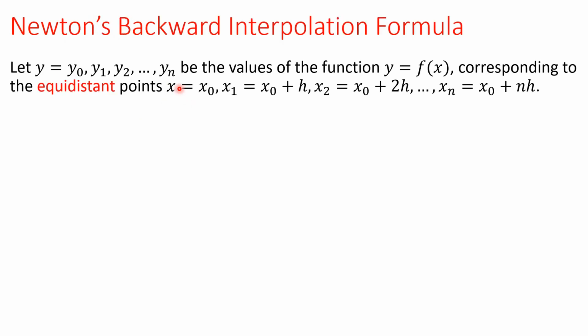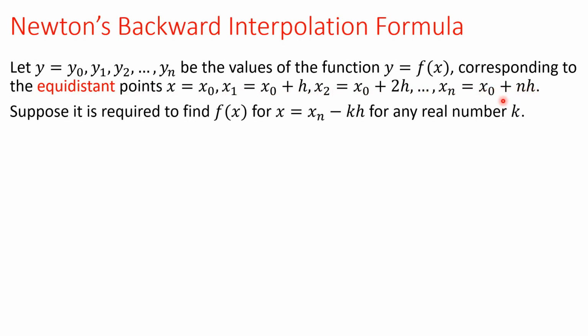Let y0, y1, y2 all the way up to yn be the values of the function y is equal to f of x corresponding to the equidistant points. Again, the points are equidistant. x is equal to x0, x1 which is x0 plus h, x2 which is x0 plus 2h, up to xn which is x0 plus nh. Then suppose it is required to find f of x for x equal to xn minus kh for any real number k, and h is the common distance here. Then f of x, that is f of xn minus kh.